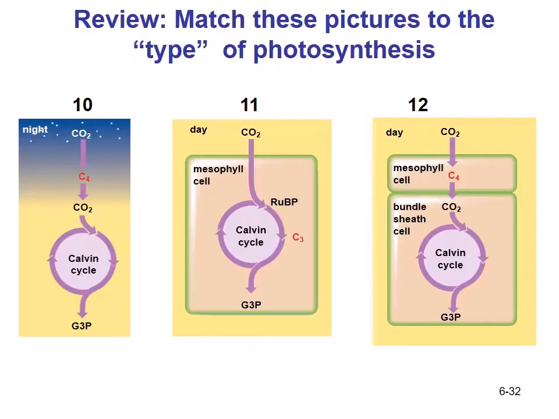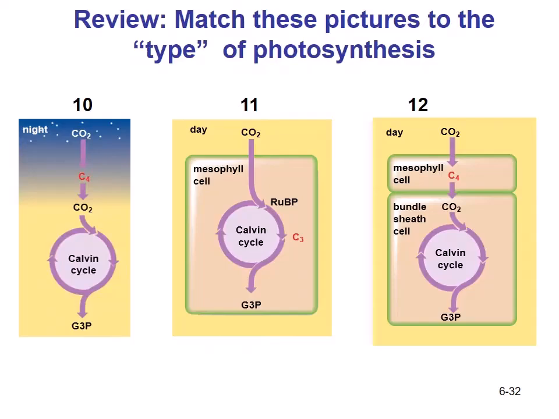And then with number 12, this is a C4 plant. You can see right there, it says C4. That's showing you the first detectable carbon molecule after carbon fixation is a 4-carbon molecule. We also have the mesophyll cell and the bundle sheath cell, where the Calvin cycle occurs in the bundle sheath cell. So that's the different kinds of photosynthesis.